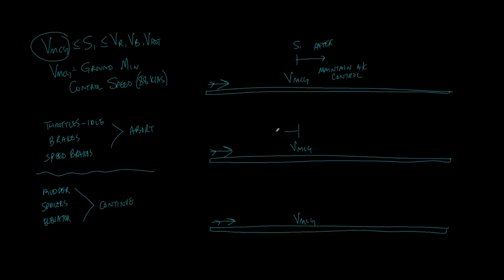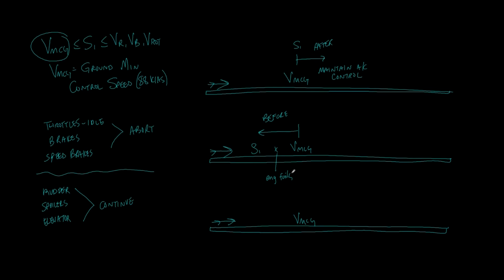Let's think about it the other way around. Let's say S1 is before VMCG. Let's say S1 is over here, some speed less than 88 knots. Well, what does that do for me? I'm committed to the takeoff at S1. Let's say I have a malfunction that's pretty bad, like an engine failure. Let's say I lost my engine after S1, so I'm committed to the takeoff, but I've not yet reached my ground minimum control speed. How are we going to control the takeoff? Well, let's talk about it.